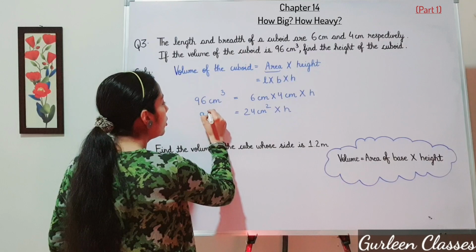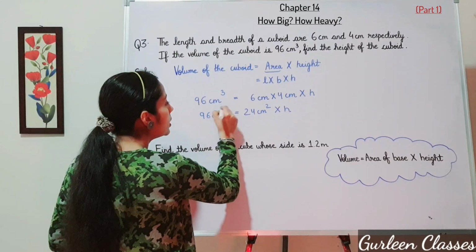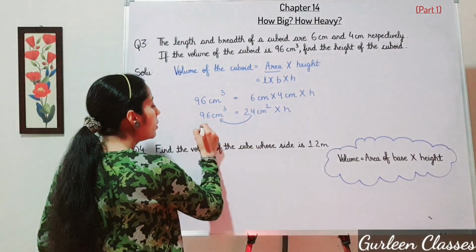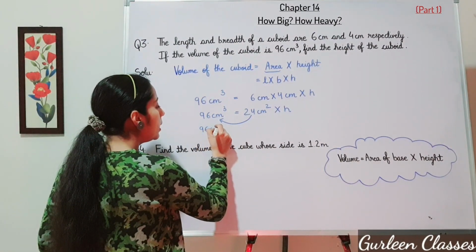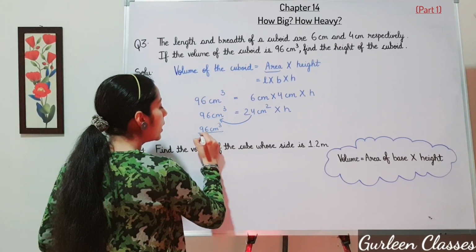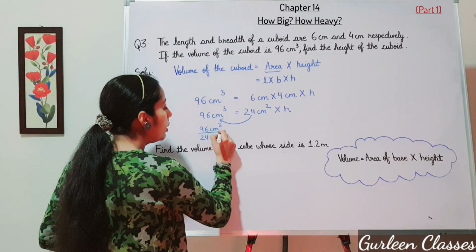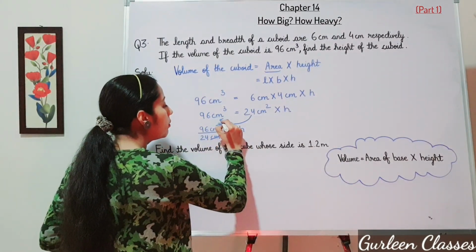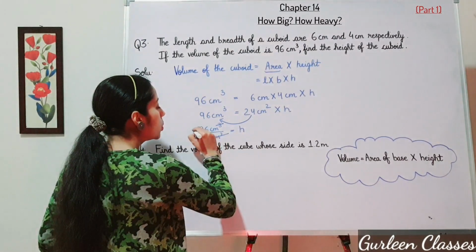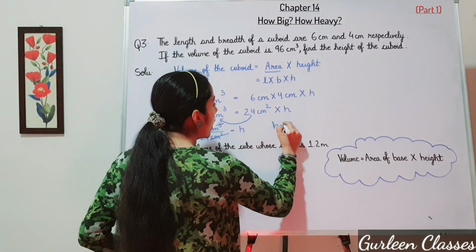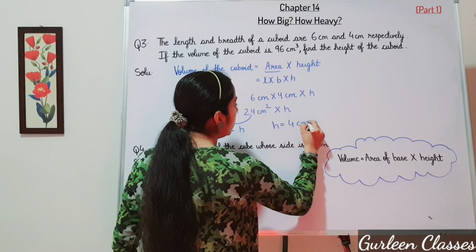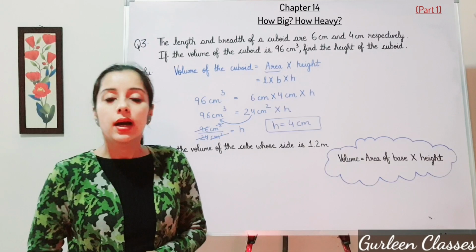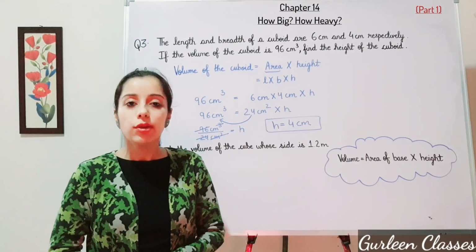And this volume will remain as it is. So now you will divide. It will go here. So it will be 96 centimeter cube divided by 24 centimeter square, that is height. So centimeter square and 1 centimeter cancel. So 24 fours are 96. Height is equal to 4 centimeter. Height of the cuboid is how much? 4 centimeter.